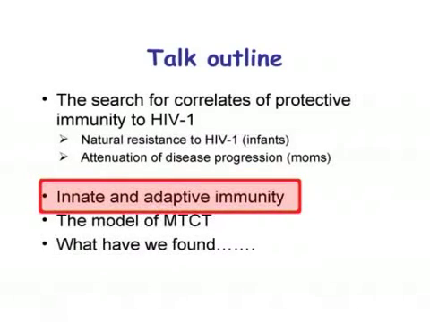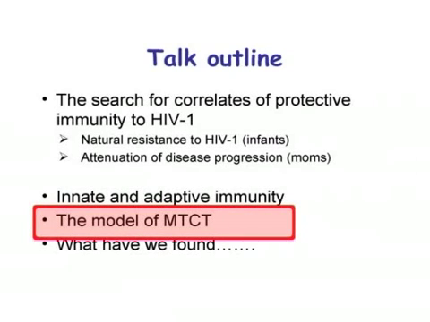I'm going to give a little bit of introduction, tell you a little bit about innate and adaptive immunity, because these are all immune responses we're looking at, and also then host genetics. I'll explain a little bit about the model and why we think it's a good model to use to study protective immunity, and then some of what we've found.